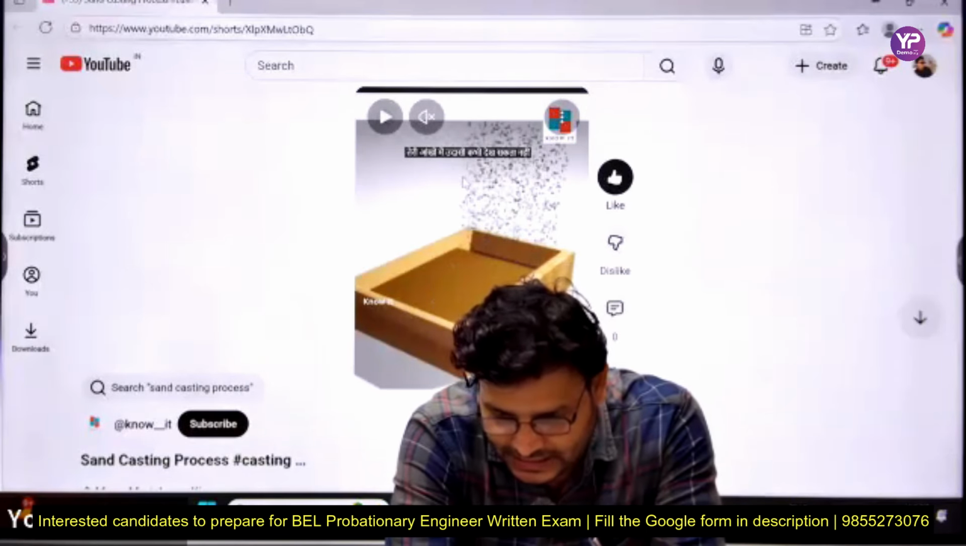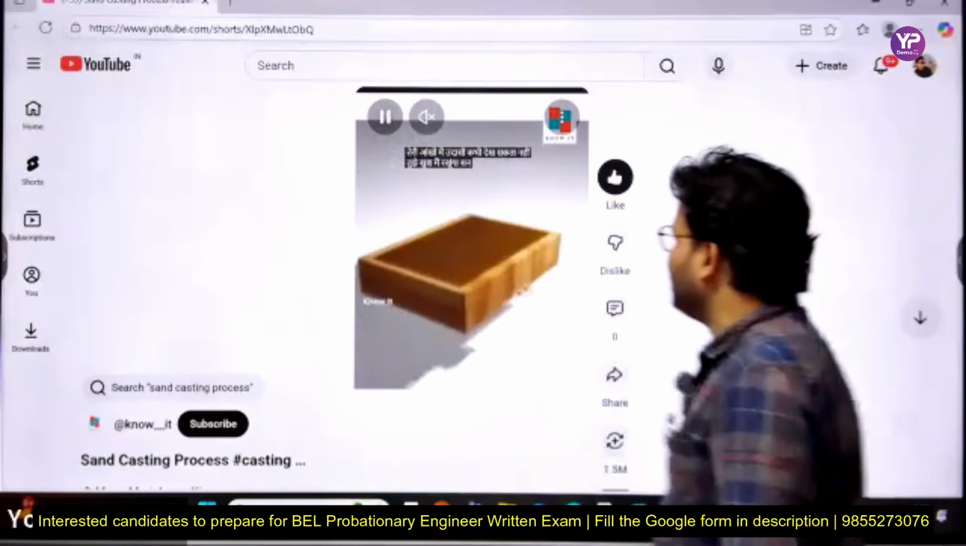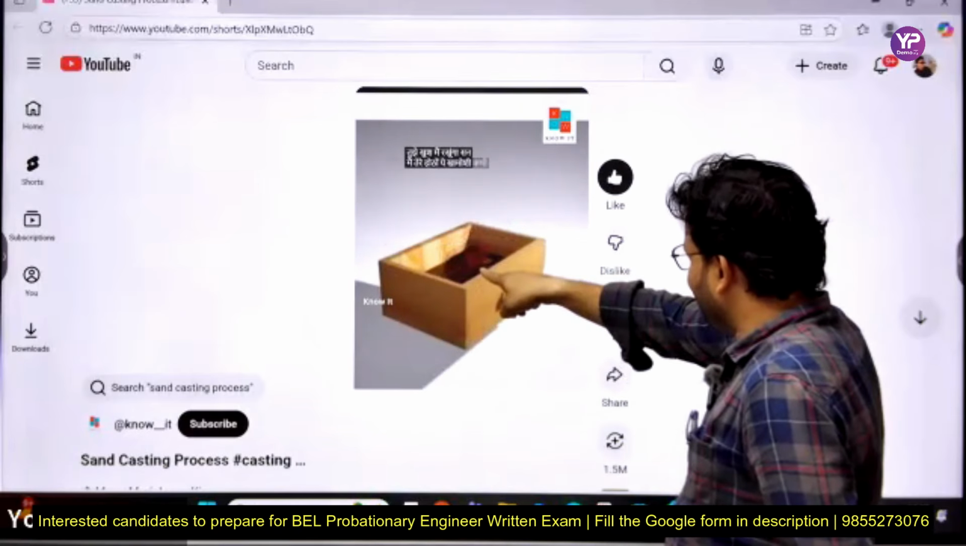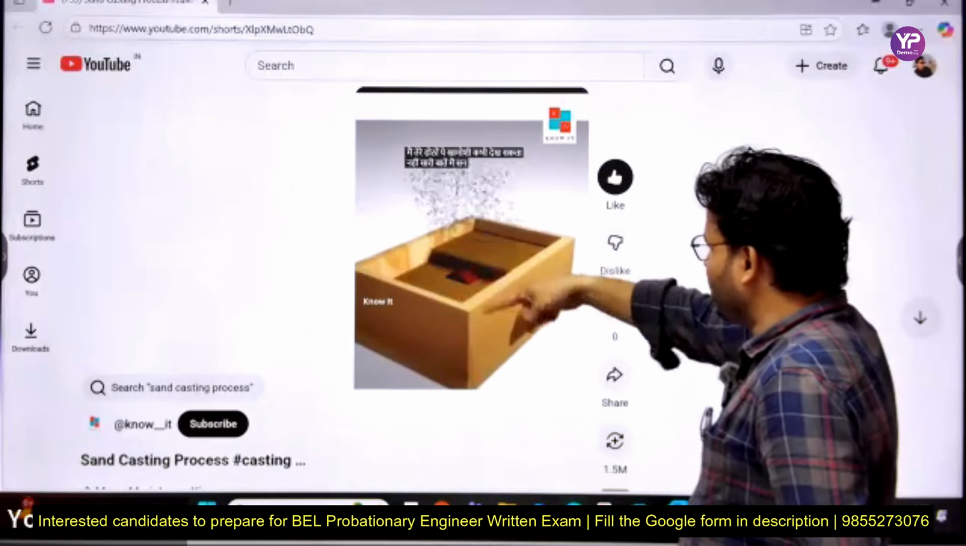Okay, in this one you cannot go back. Half of the pattern you have given there, you have seen here. From that, another half you have given. See, now give the sand. Yeah, you are going to give the sand.